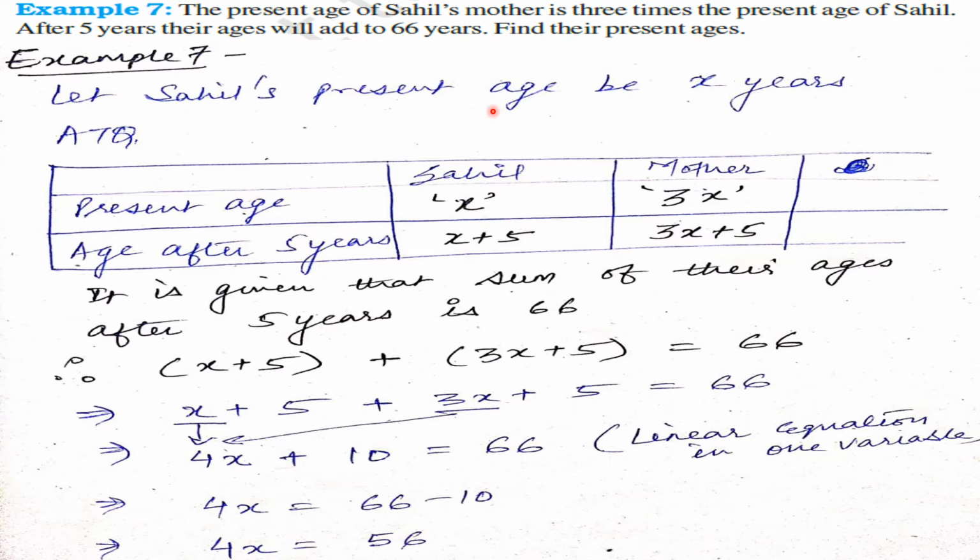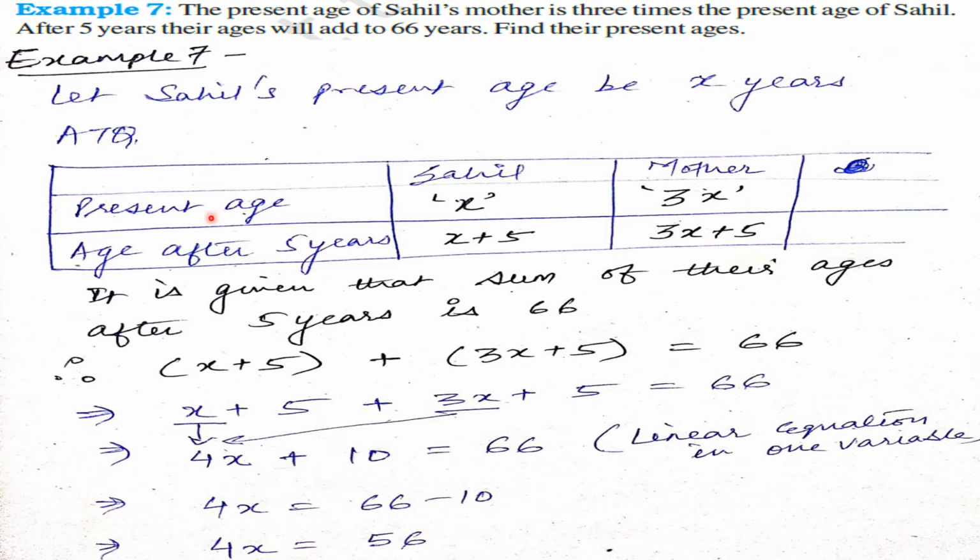So first thing, I will assume Sahil's present age as x years. I don't know what his age is, so I assumed it as x years. It can be anything. It can be 10 years, 20 years, whatever it is. Now, the question is saying that Sahil's mother is 3 times the age of Sahil. So if Sahil's age is x years, what do you think? What is age of her mother? Very simple. If it is x, her mother's age is 3x because it is 3 times.